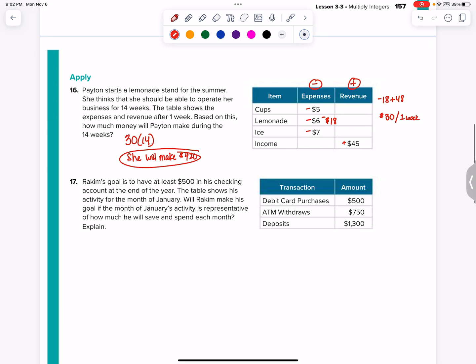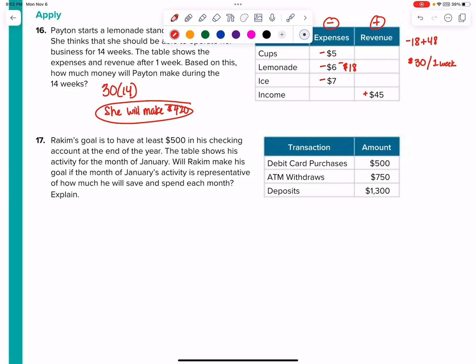Good lemonade business. All right, Rakeem's goal is to have at least $500 in his checking account at the end of the year. This table shows his activity for the month of January. That's 1 month. Will he make his goal if the month of January's activity is representative of how much he'll save and spend each month?